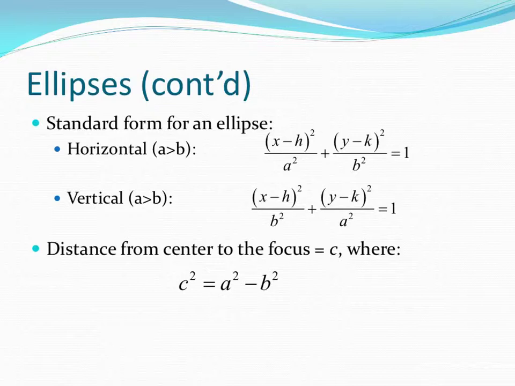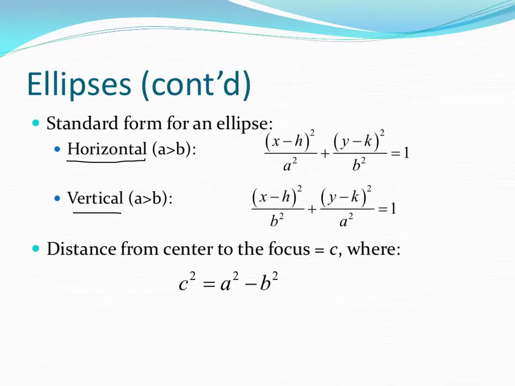Recall that the standard form for our ellipse equations appears to be very similar to that of our circles. There's a good reason for that, because a circle is simply a special case of an ellipse, just like a square is a special case of a rectangle. Now, we do have separate forms for horizontal and vertical. That's how your book presents it.